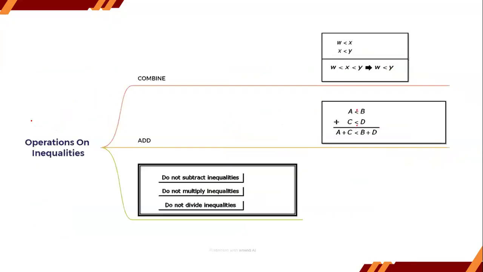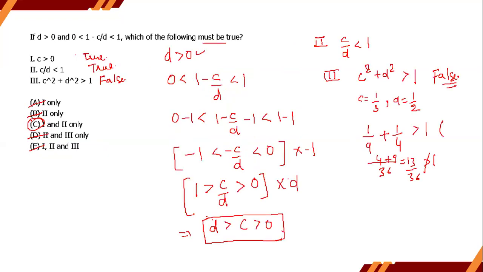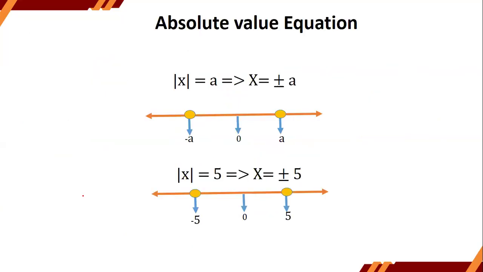Third thing, what we can infer over here from this question or the previous question was that whenever we multiply or divide an inequality with a negative number, the sign of the inequality flips. So hope with these three takeaways, now let's move on to absolute value equation.